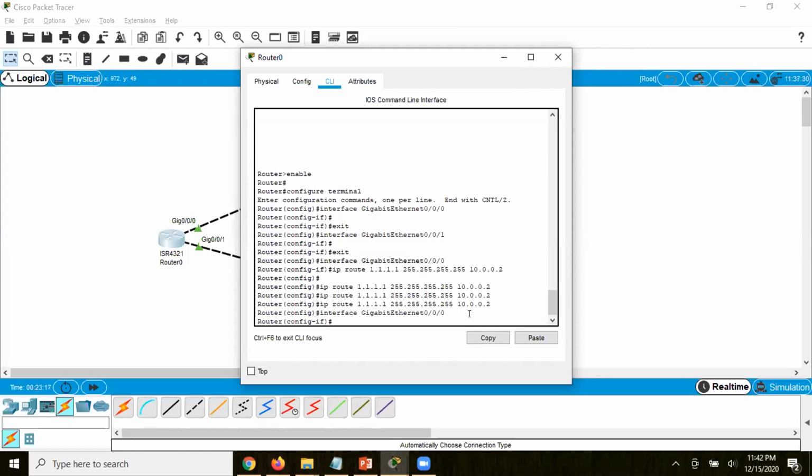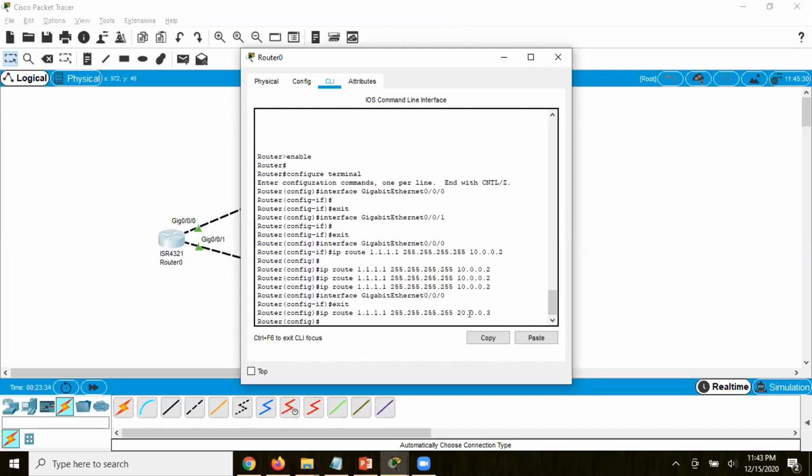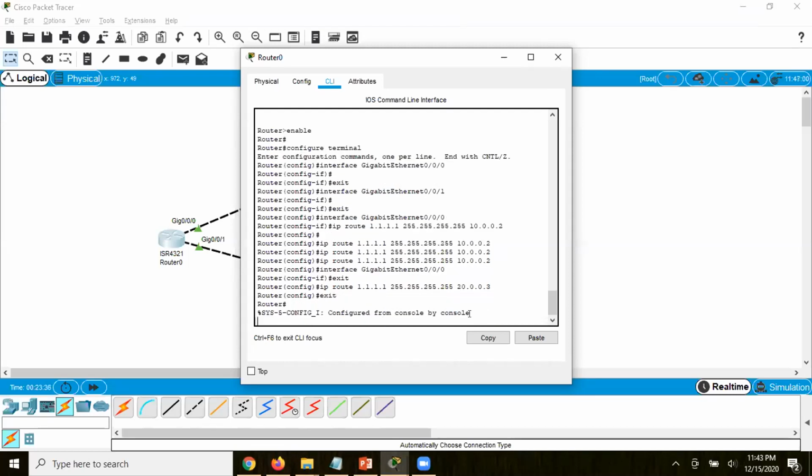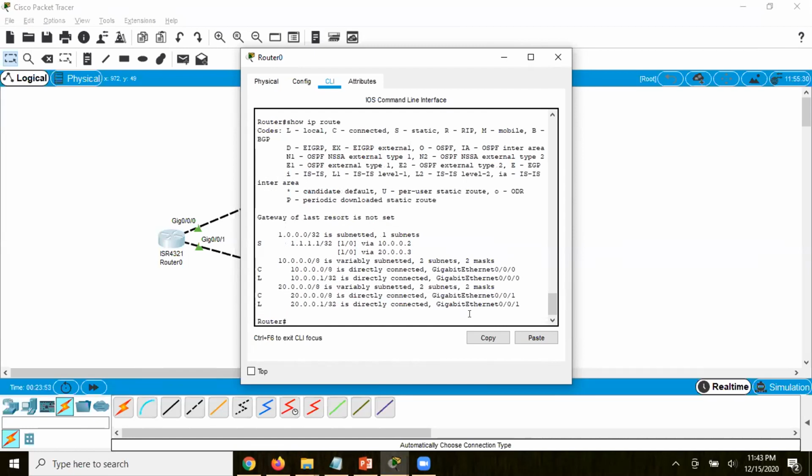Exit. So exit. First, run exit command. Now one more time, run IP route 20.0.0.3. 20.0.0.3. Enter. Now exit. So IP route. So IP route. Enter. Now it performs load balancing. Okay, bro.